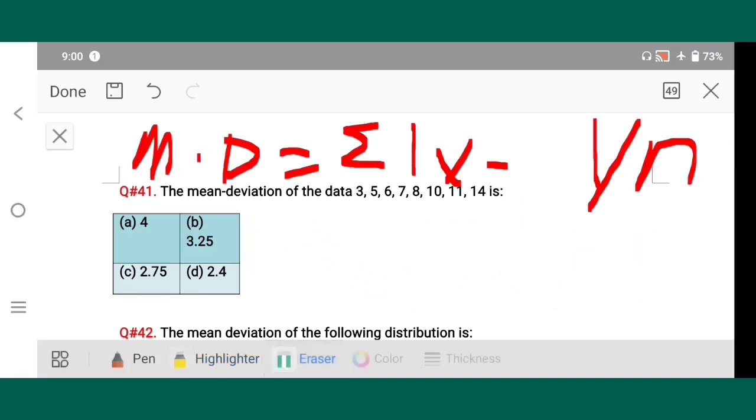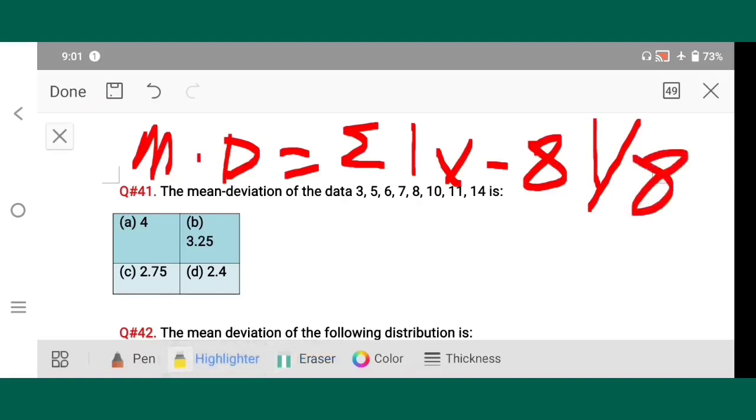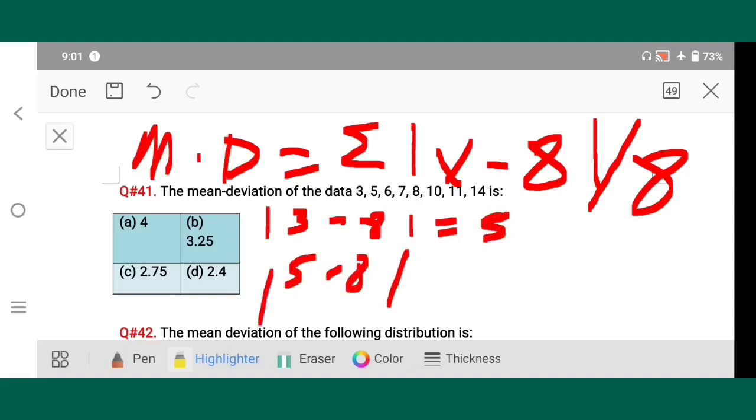So just write 8 over here. And what is n? So n is 8. So 8 over here. So just do it here. 3 minus 5, just like 3 minus 8 gives minus 5, so plus it. 5 minus 8 gives this 3, just write over here 5, 3.